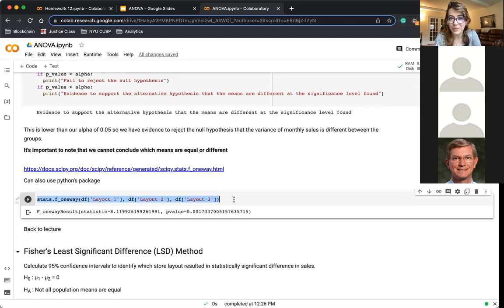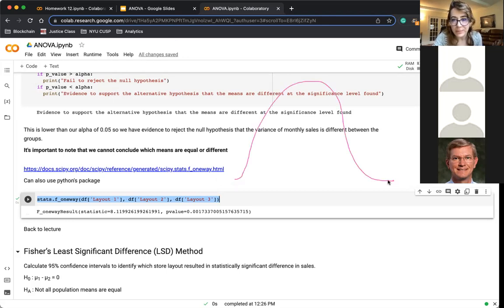Any questions? So basically, it was rejected because the value ended up being lower than 0.05, right? Yeah, exactly. So even 0.05.